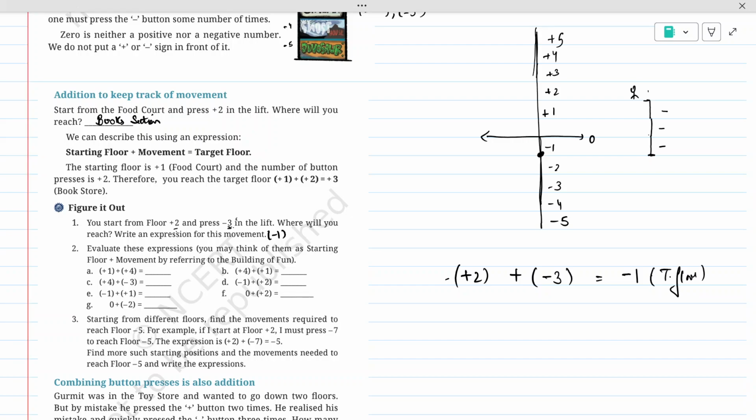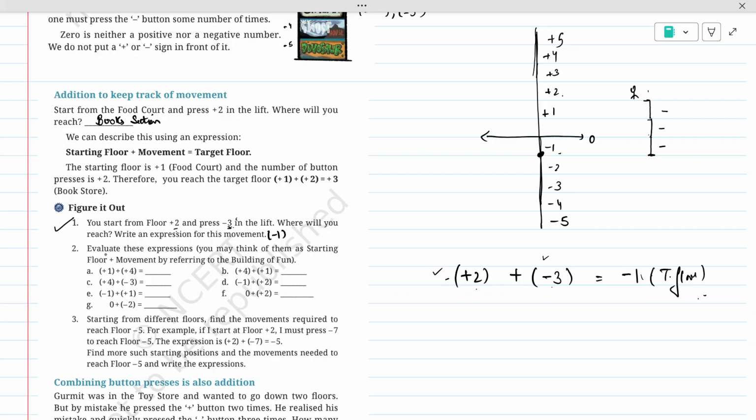I have to reach here. Okay, so I hope you have understood this point, that we were already here on +2. We are making a movement of -3, 3 times minus. So this is 1, this is 2nd, this is 3rd. We are reaching -1 here. The same we can do using this formula. Starting floor was +2. Movement we are taking is -3. So if we add +2 to -3, we get -1. That is my target floor, the same as what we have got here. Okay, so now this is done.